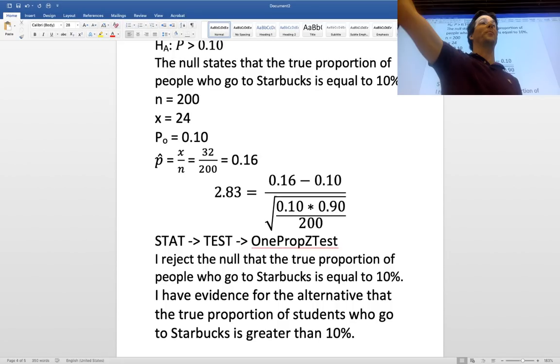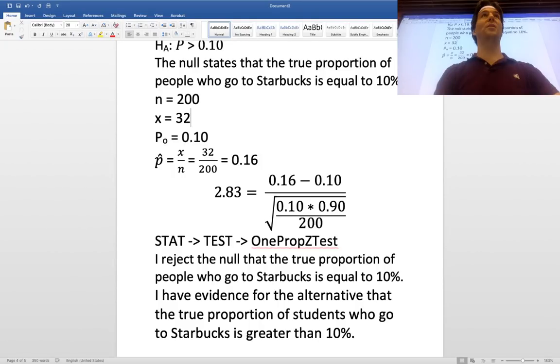You rejected it. When the p-value is low, reject the null. When the p-value is high, just let it be. So you rejected the null, and you now have evidence that more than 10% are going to Starbucks. And apparently that's their threshold to open another one.